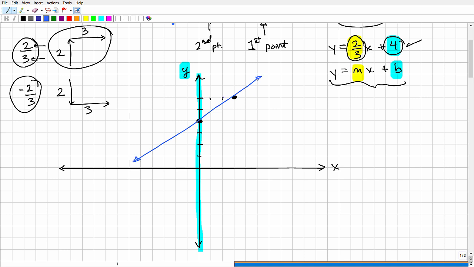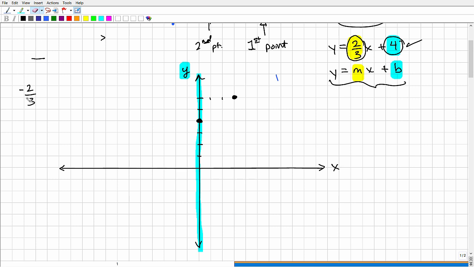So this line has the equation y equals 2/3 x plus 4. This is the linear equation of this line, okay? That's why, when you have a line in y equals mx plus b form, it's so easy to graph. So let's go ahead and take a look at some other examples here. All right, let me erase this, and let's go over here.